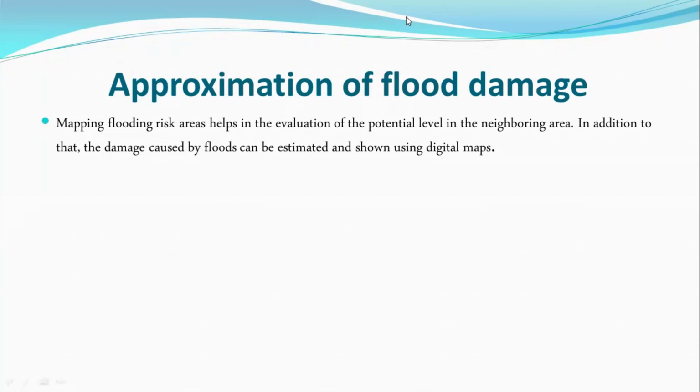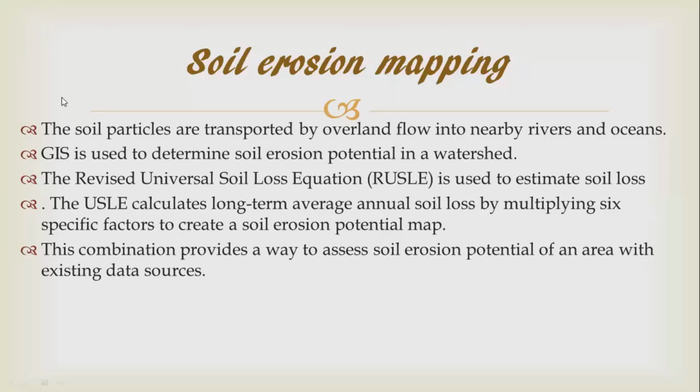Now let us see how GIS can be useful for soil erosion mapping. All of us know what soil erosion is, the problems of soil erosion, and why we should undertake works on soil erosion. When the soil is eroded, the soil particles are transported by overland flow into the nearby rivers and oceans. And GIS is used to determine the rate or the potential of soil erosion in a watershed.